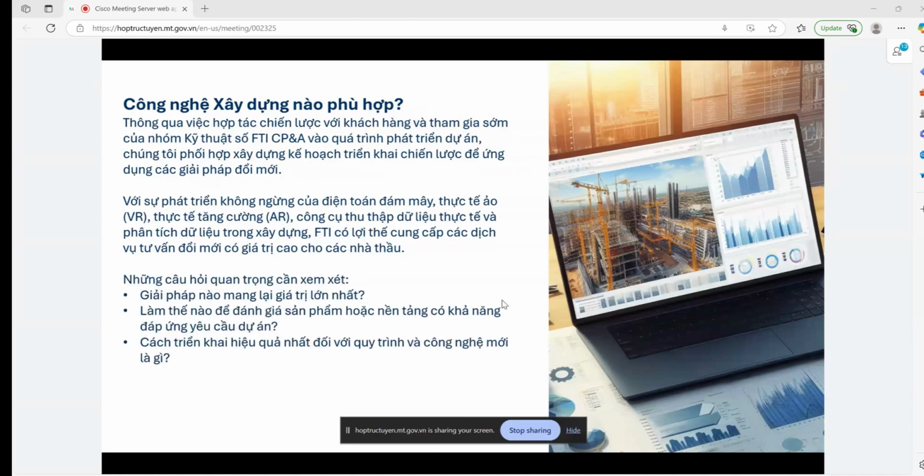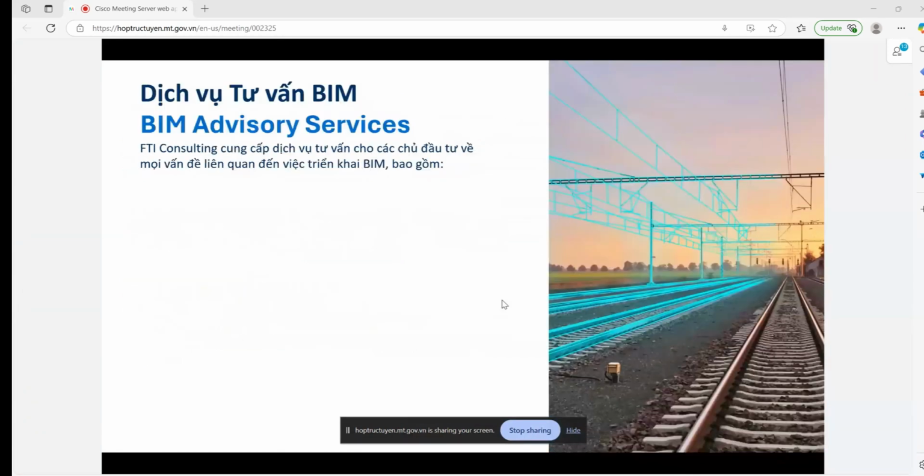So our process is to work through a rigor of identifying which solutions are actually of most value to you as the owner, and which solutions you can mandate the design team to use, the construction team to use. And we can help you to assess different platforms, different solutions, and then we can give you advice on how to actually deploy them.